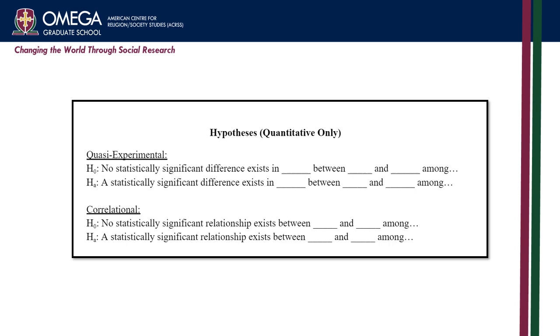For correlational designs, the hypothesis should read something like this. No statistically significant relationship exists between variable 1 and variable 2 among participants. And the same for the alternate hypothesis. A statistically significant relationship exists between variable 1 and variable 2 among participants.